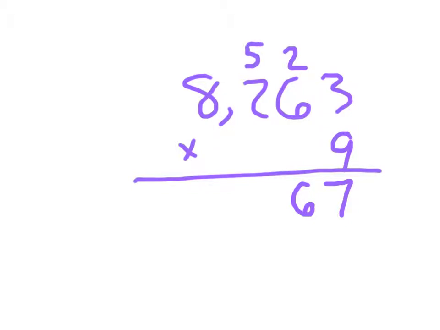9 times 2 is 18, plus the 5 is 23. I'll place the 3 and regroup the 2. Finally, I'm working in the thousands place. 9 times 8 is 72, plus 2 more is 74. And I'll place my comma again. So 8,263 times 9 is 74,367.